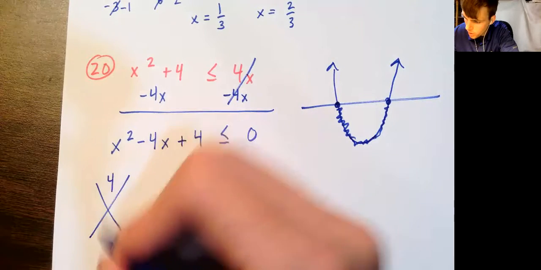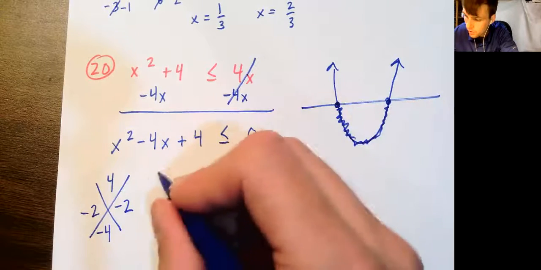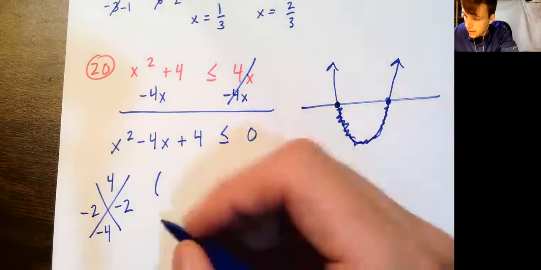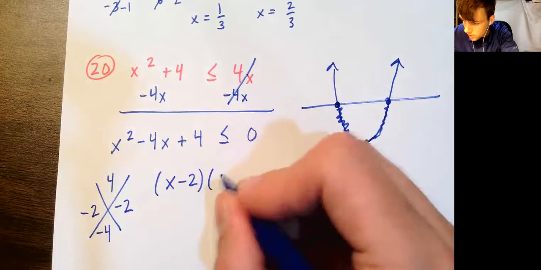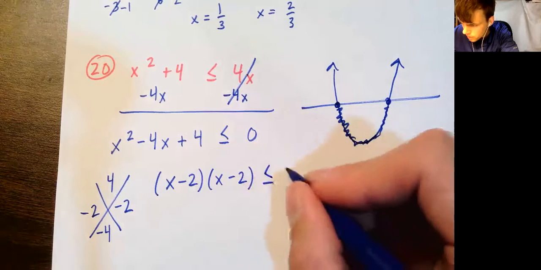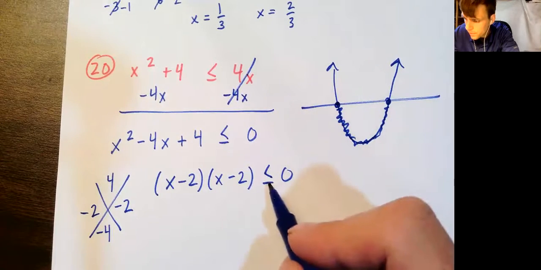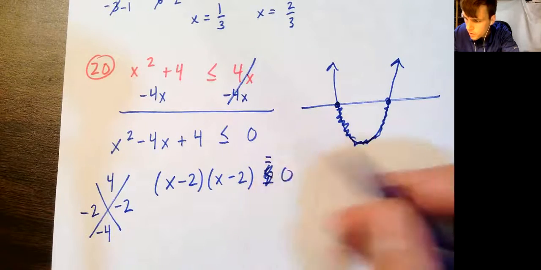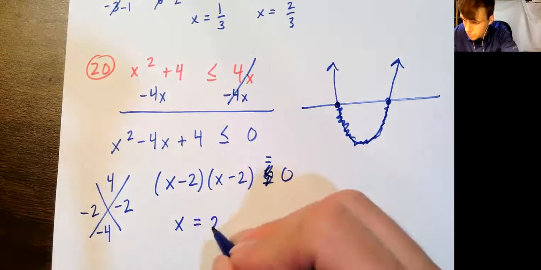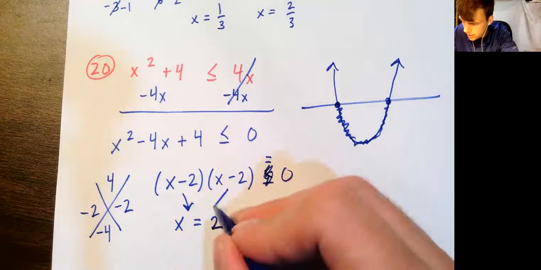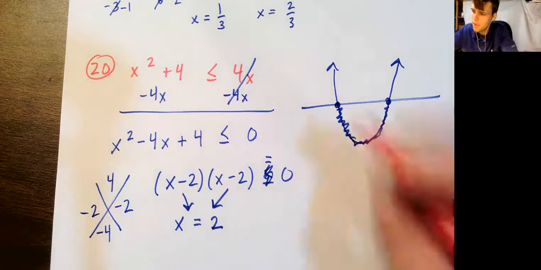Two numbers that multiply to 4 and add to -4. It's going to be two negatives, -2 and -2. And this is interesting. This will be x minus 2 times x minus 2 is less than or equal to 0. Well, we're looking for the boundary values, so we're going to pretend it's an equation for this part. These are going to give us the same solution. They're going to say x equals 2. They're both going to give us that solution, so both of these numbers are 2.